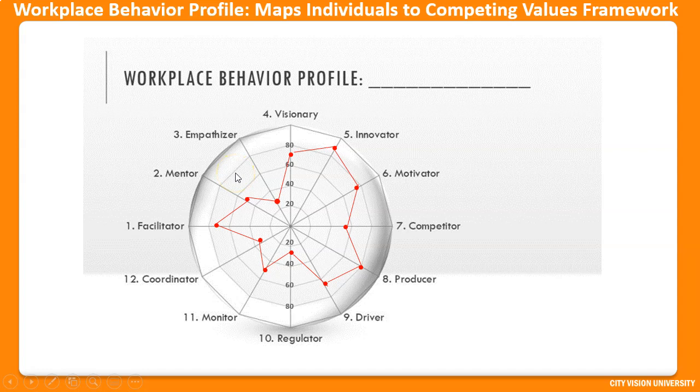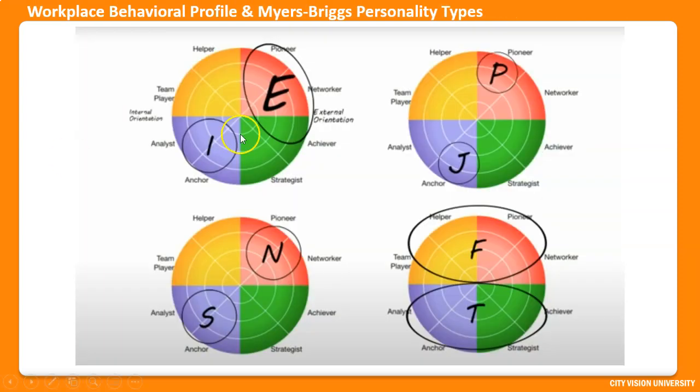Now, many of you are familiar with Myers-Briggs. It's worth noting that there is a correlation between the workplace behavioral profile and Myers-Briggs. This is a rough correlation by the authors of the workplace behavioral profile. And they essentially said, extroverts are going to be more in this quadrant, introverts are going to be more in this quadrant. P's are going to be more up here. J's are going to be more down here in general.